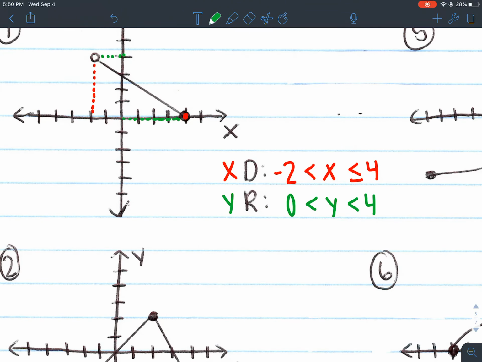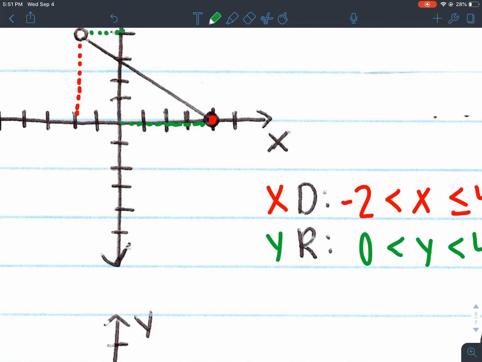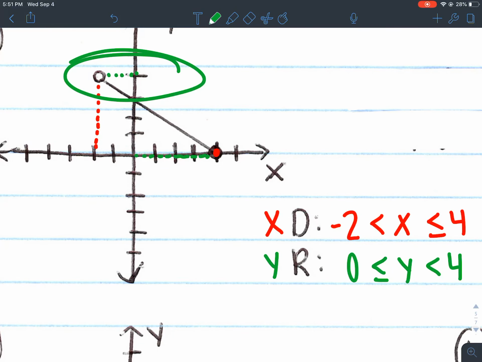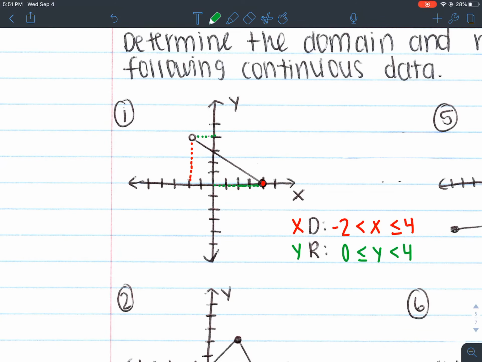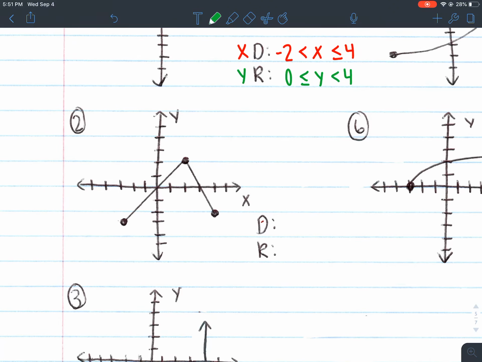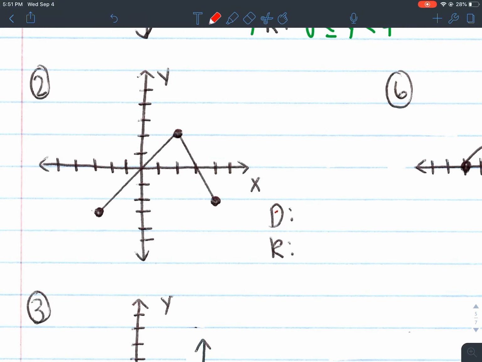Okay, now let's talk about whether we have closed or open, or equal to or not equal to signs. So at y equals 0, I have a closed circle, which means I do have an equal to there. When y is at 4, it's an open circle, which means I don't have an equal to symbol. So I'm going to leave it as is. So that's my domain and range for number 1. Again, it's a little weird until you get the hang of things.